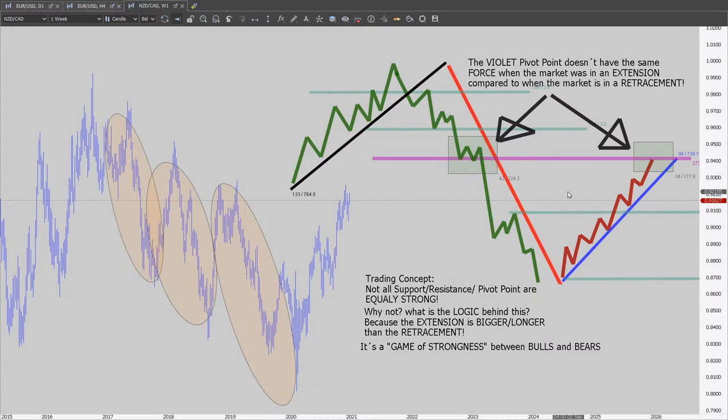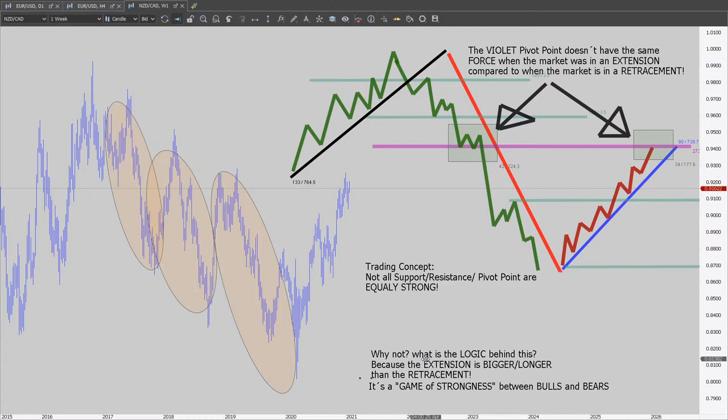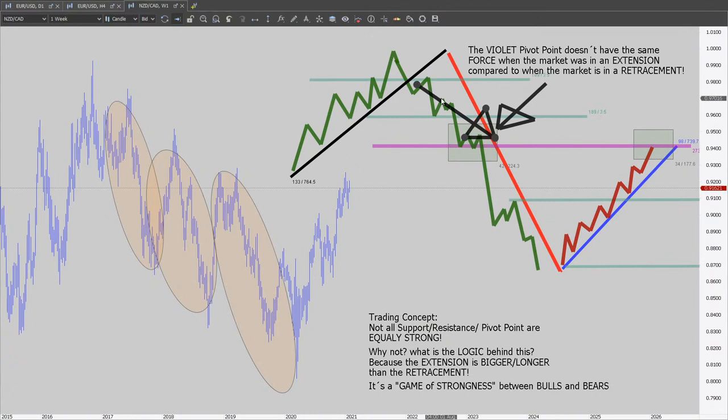Now, is this good news for you, everybody, or is this bad news for you? How do you understand this, that it's stronger in a retracement? Is this knowledge helping you? Is this good news or bad news? Like okay, so what now? How is my trading going to improve? Retracement, yes, everybody.